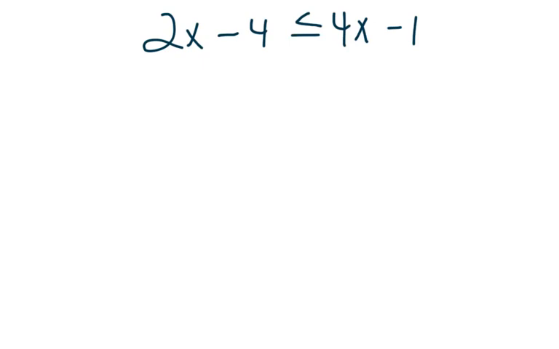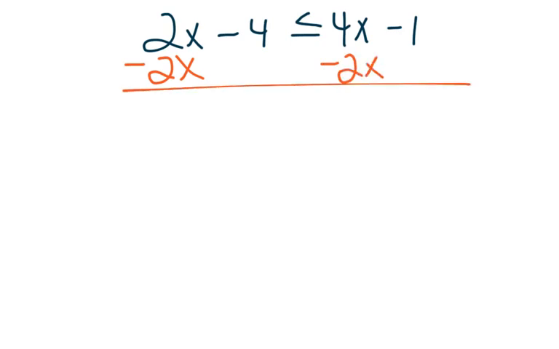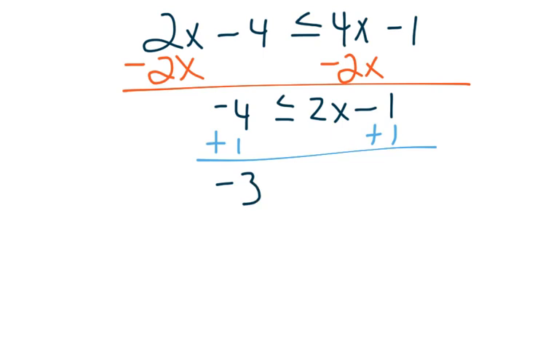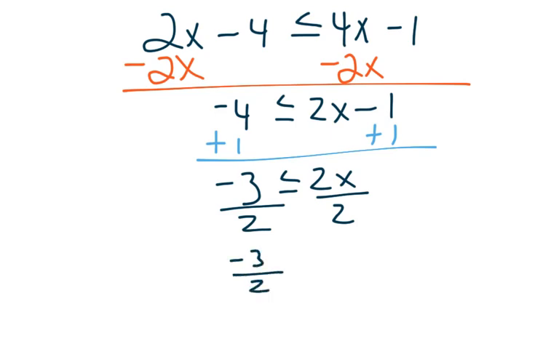I would probably do it this way. I would probably subtract 2x from both sides, and 2x minus 2x is 0, giving me negative 4 is less than or equal to 2x minus 1, and then I would add 1, and that would give me negative 3 is less than or equal to 2x, and then I would divide both sides by 2, and I would get negative 3 halves is less than or equal to x.